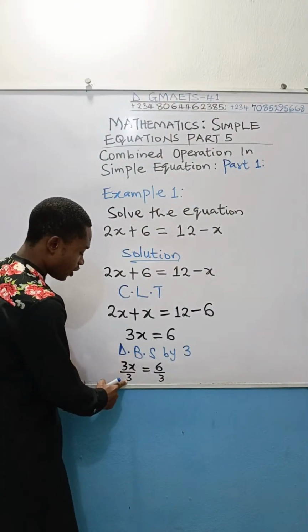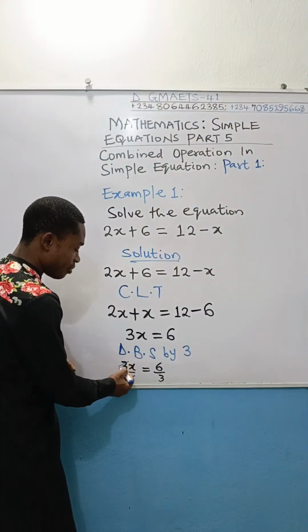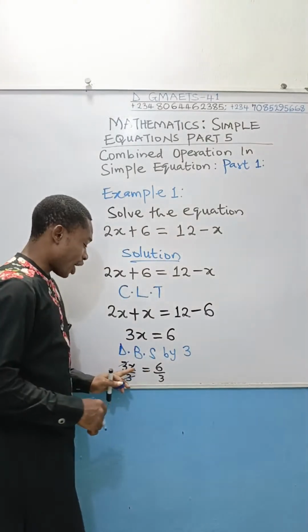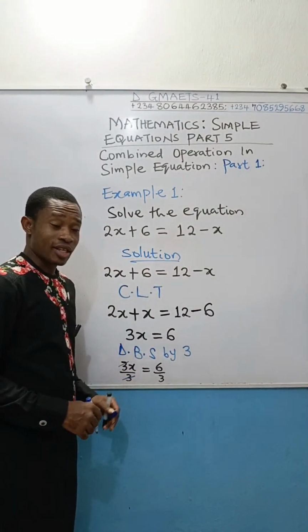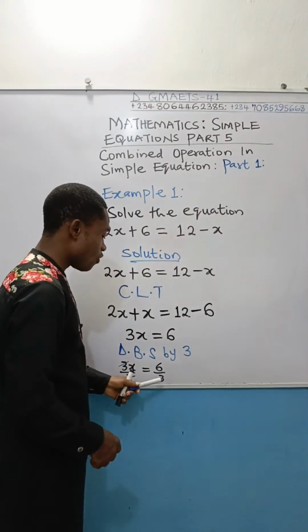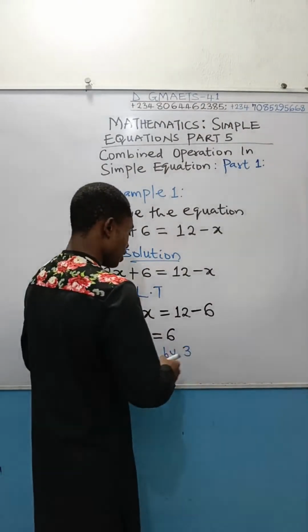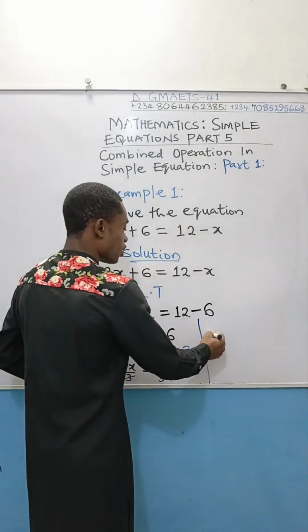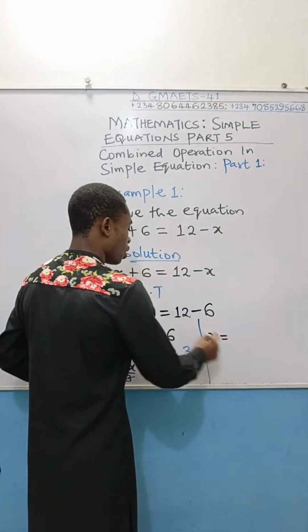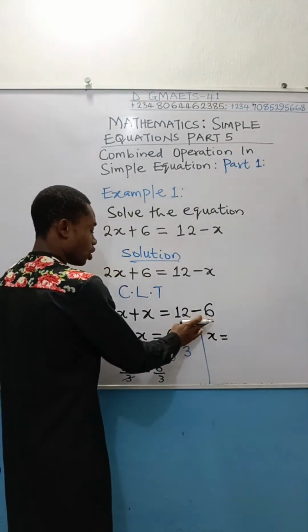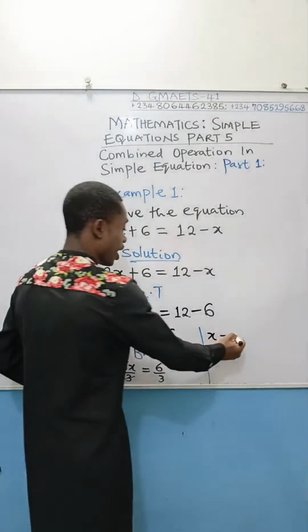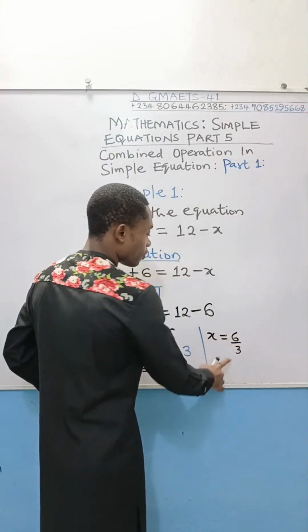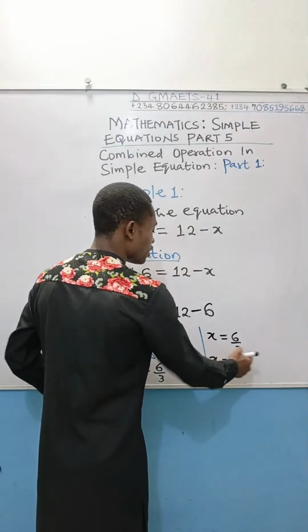This 3 over 3 will divide. 3 divided by 3 will give you 1. 1 times x. You are still left with that x. So you now have 6 over 3. Let me complete it here. So on the left-hand side, we have x. That is going to be equal to 6 divided by 3. And then from 3 times table, you are solving 6 divided by 3.